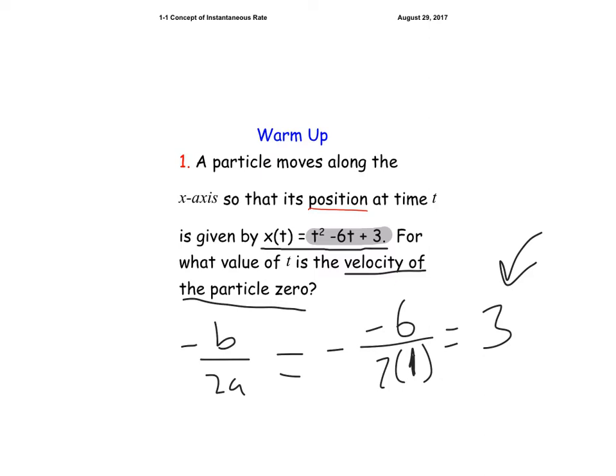Now, what kind of a 0 would it be had they asked? Well, this is a parabola that's facing up, which means we're talking about a minimum.